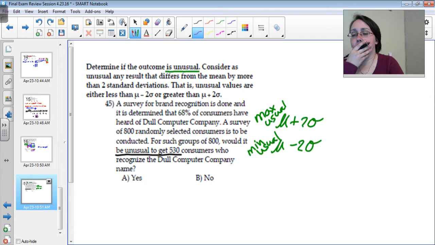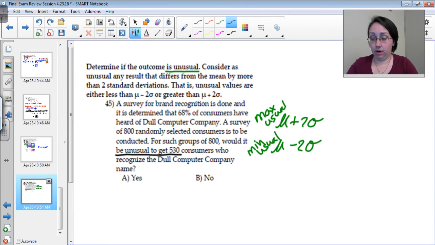68%. Oh, they're using Chebyshev. You gave the formula, you have to find the mean and the standard deviation. But we can't find mean and... Oh, I know. All right.